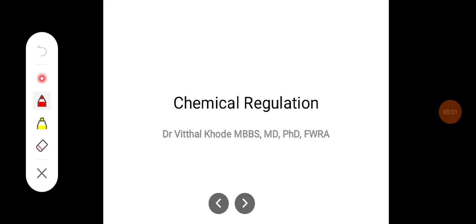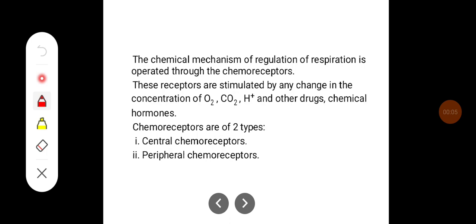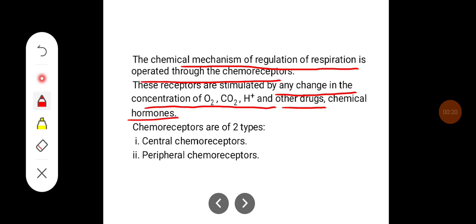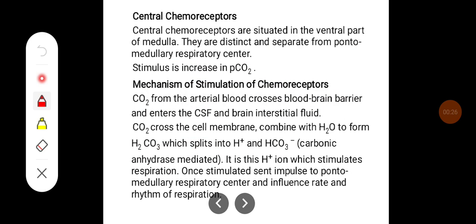Hello everyone, in this class we'll learn about chemical regulation of respiration. The chemical mechanism of regulation of respiration is operated through the chemoreceptors. These receptors are stimulated by any change in the concentration of oxygen, carbon dioxide, H plus ions and other drugs, chemicals and hormones. Chemoreceptors are of two types, central chemoreceptors and peripheral chemoreceptors.